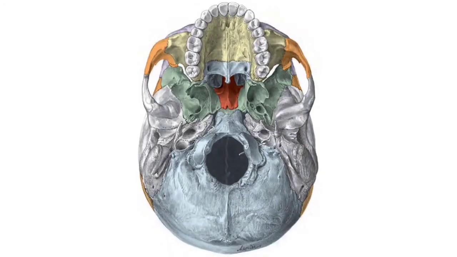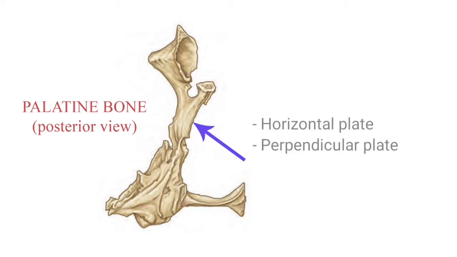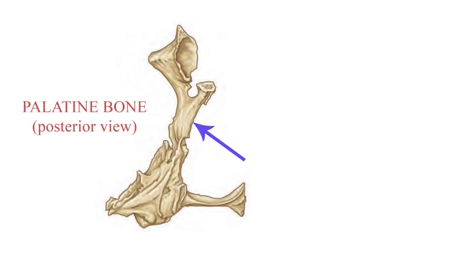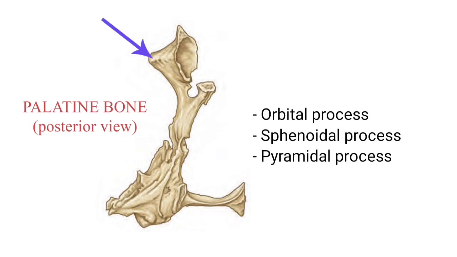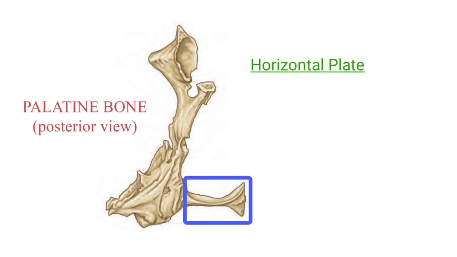The palatine bones are paired and intervene between the maxillae in front and the pterygoid processes of sphenoid behind. Each bone is L-shaped and consists of horizontal and perpendicular plates and three processes: orbital, sphenoidal and pyramidal. The first one, horizontal plate.